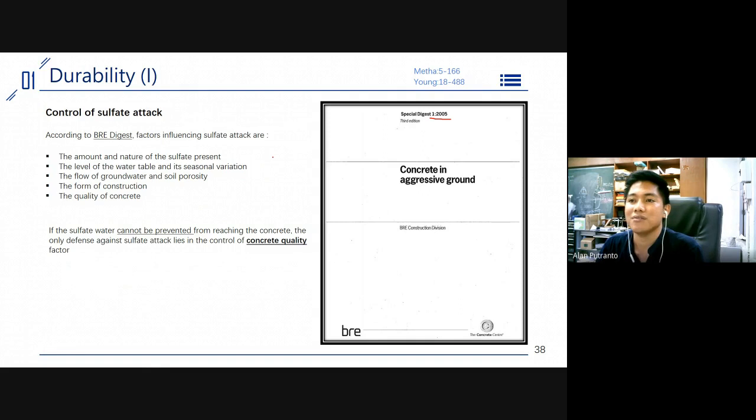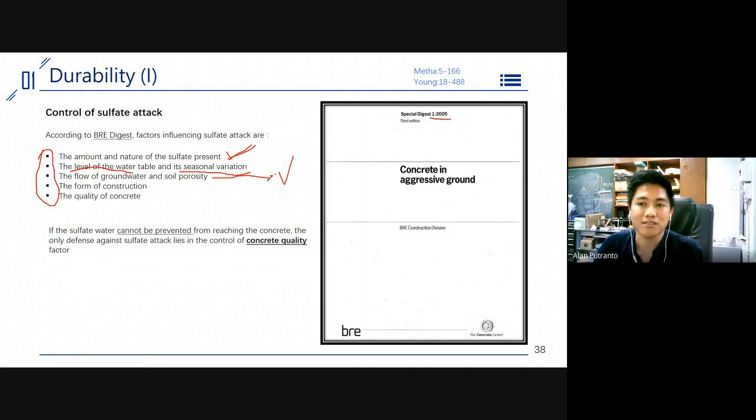According to the practice, the factors that influence sulfate attack are these. We have five factors. The first one is the amount and nature of sulfate which is present in the concrete, and the second one is the level of the water table and its seasonal variation. The third one is the flow of the groundwater and the soil porosity. The fourth one is the form of construction. The form or the shape of construction also influences the sulfate attack. And the last one, which we also talked about before, is the quality of the concrete. This also influences the sulfate attack.